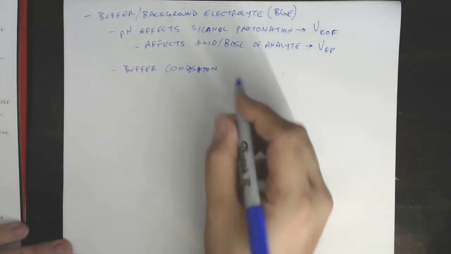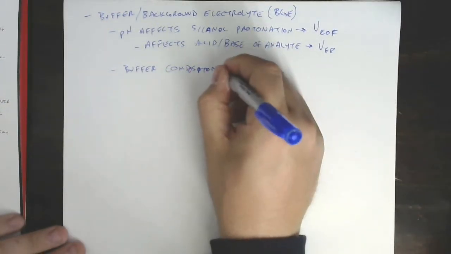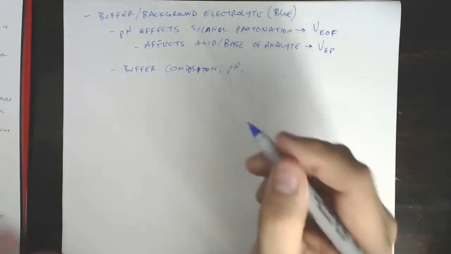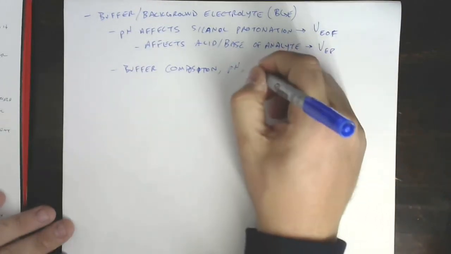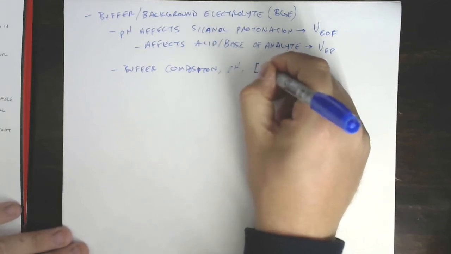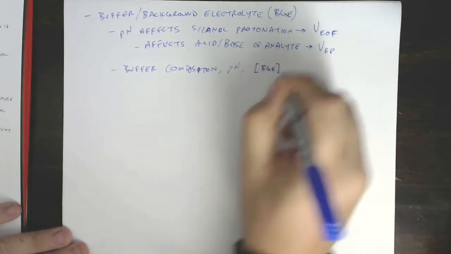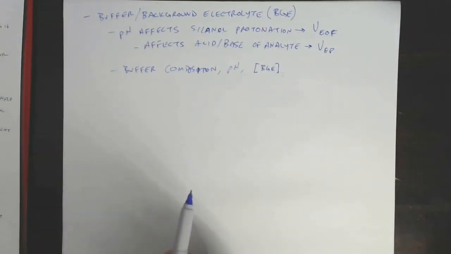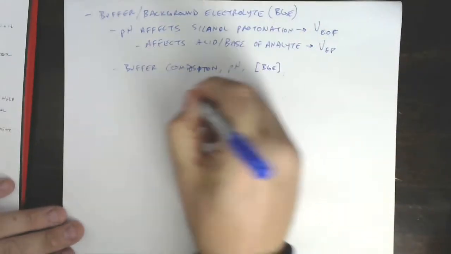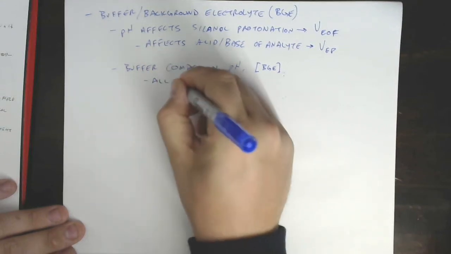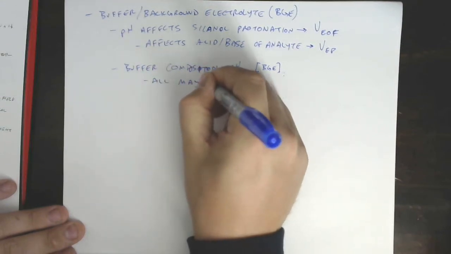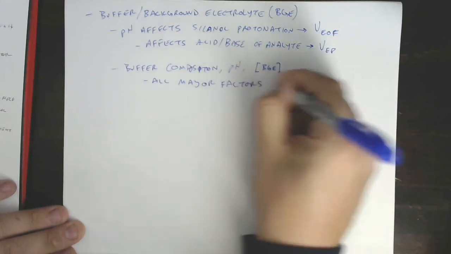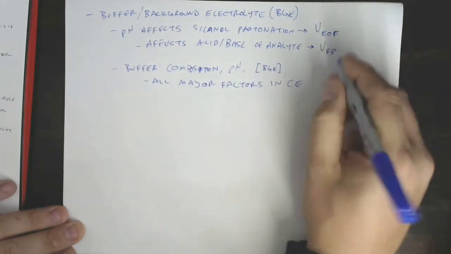But the buffer composition, that is the actual physical identity of the salts that make up the buffer, the pH that we set that buffer at, and the concentration of the buffer, or as I'm going to call it, square brackets for concentration of the BGE, the background electrolyte. These are all major factors in CE method development.